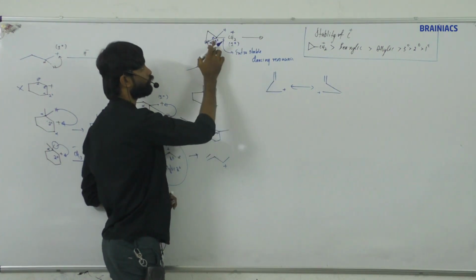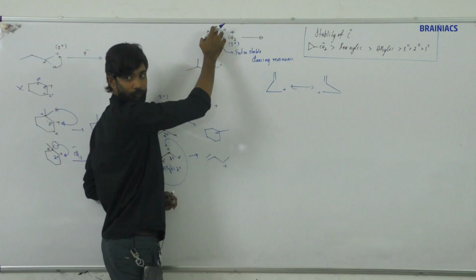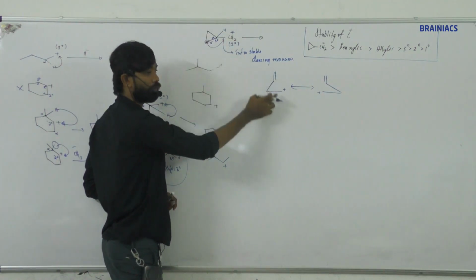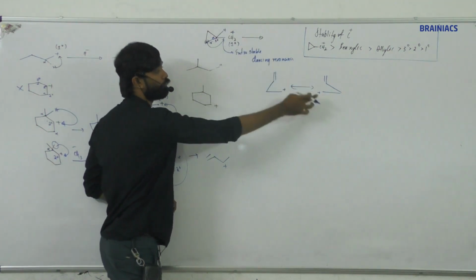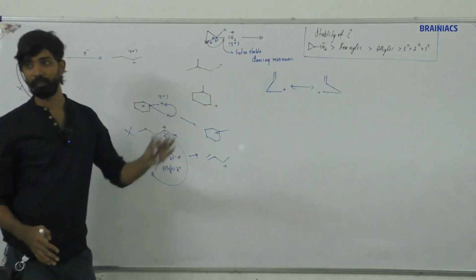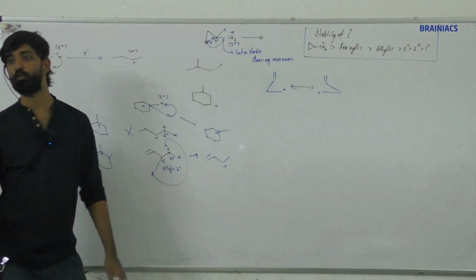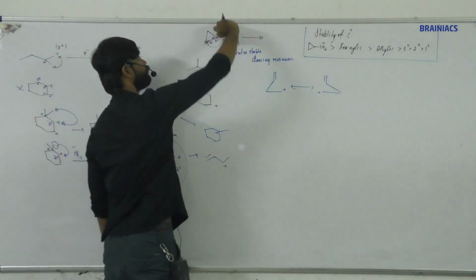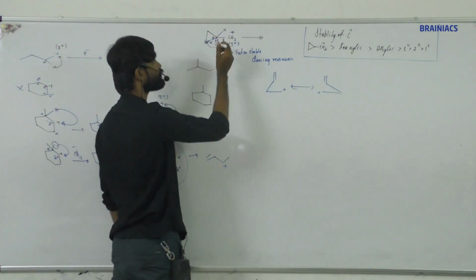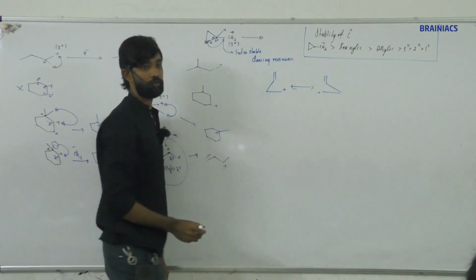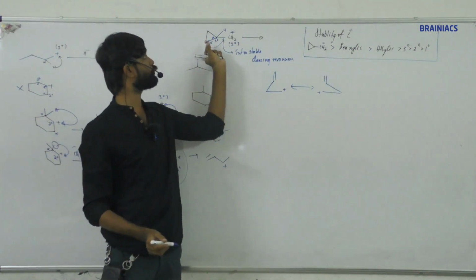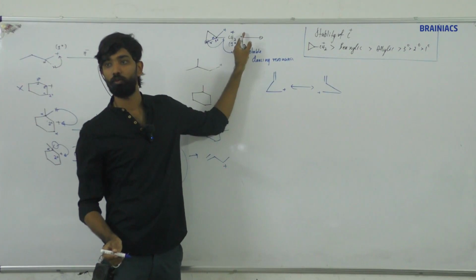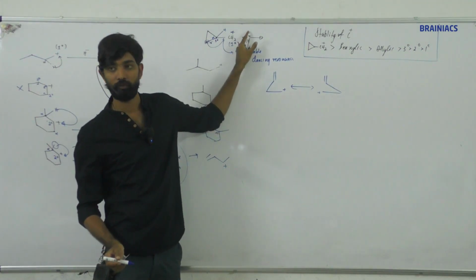There is a chance from here or from here. If it is from here, it will be like this. If it is from the top, it will be like this. And the structure resembles a dancing-like structure. That's why it is said to be dancing resonance. So there is a high chance for this delocalization because this bond is very weak, and so a high chance for stabilization of this positively charged carbon.